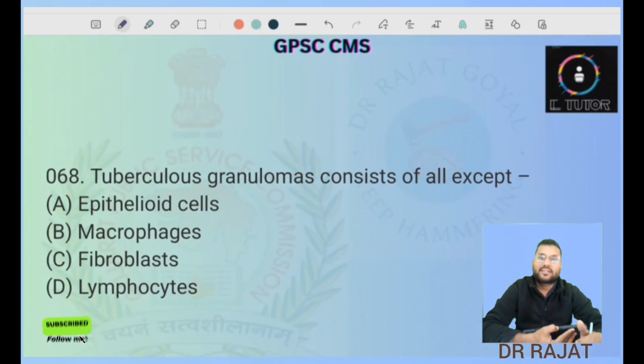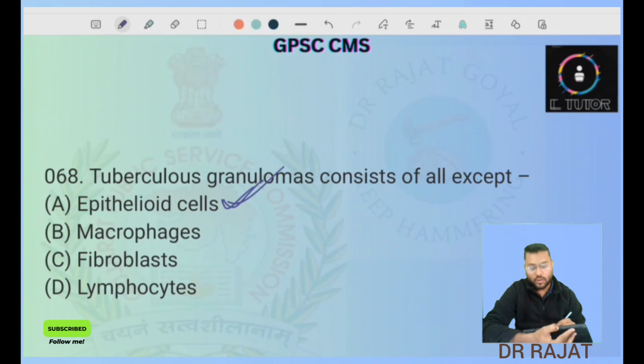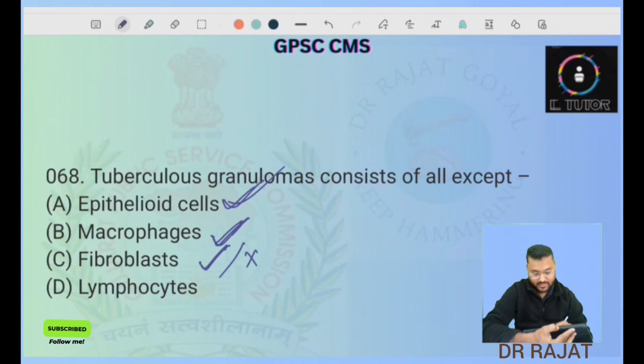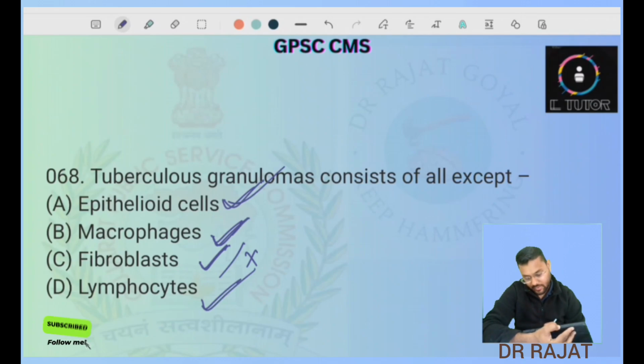Tuberculous granulomas consist of all except. So epithelioid cells are present. We know that this is true. Macrophages are also present. Fibroblast cells are also present. They can be present or not, but lymphocytes are also present. So here all options are correct. So there is no correct answer in this question. But if we have to choose any one option, then it would be fibroblast cells.